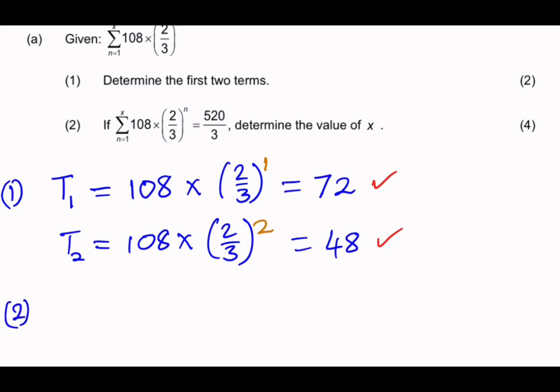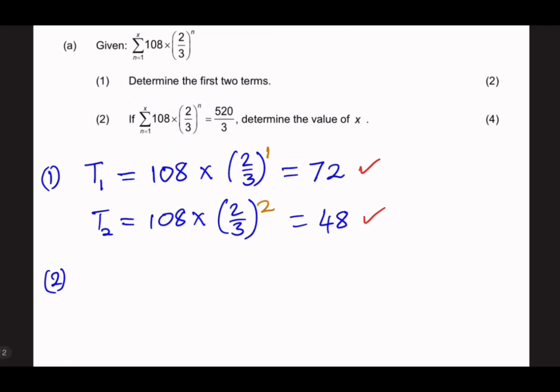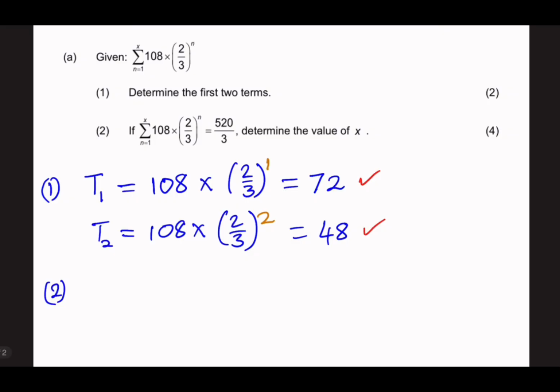Question 2 is a little bit more than the first one. So here what we're being asked is, if we know that the very same sum, the sigma notation that's given at the top there, is equal to 520 over 3, then what would be the value of x? So this obviously would need us to evaluate this sigma, and after evaluating it, then we will be able to equate it to 520 over 3 and solve for x very, very simply.